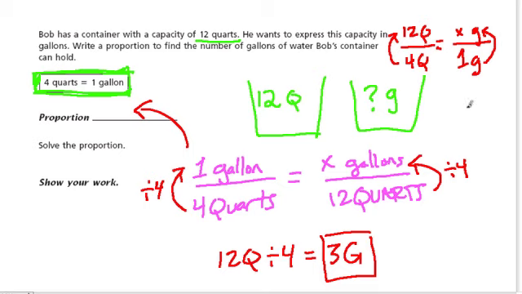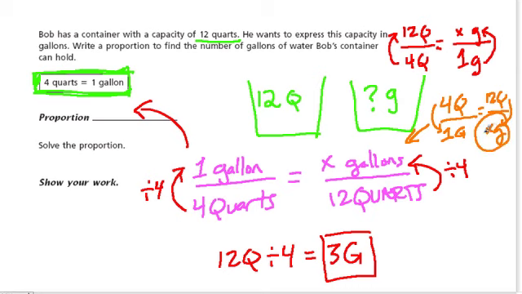Another proportion we can set up is to say, okay, the reciprocal of this one, 4 quarts over 1 gallon is the same thing as 12 quarts over X gallons. And there we see that the denominators are 4 times smaller than the numerators, so again, our amount of gallons would be 3.